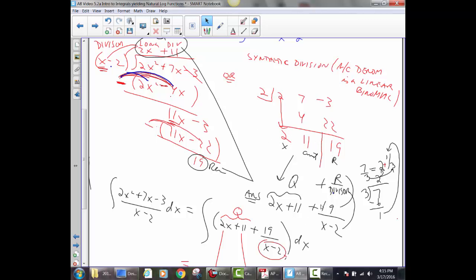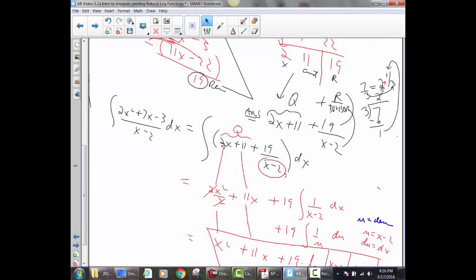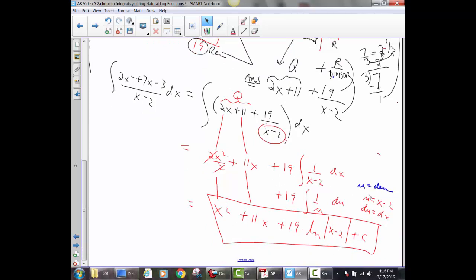Now it's not like slant asymptotes where we ignore the remainder. You need this remainder. Okay, so now you're going to integrate 2x to get 2x squared over 2. You're going to integrate 11 to get 11x. You're going to pull out the 19. You're now integrating 1 over x minus 2. Let u equal the denominator. The derivative is just dx, so I don't have to introduce or counteract anything. And I'll have x squared plus 11x plus 19 times. If I integrate 1 over u du, I get ln, absolute value of u, and my u is x minus 2 plus c.